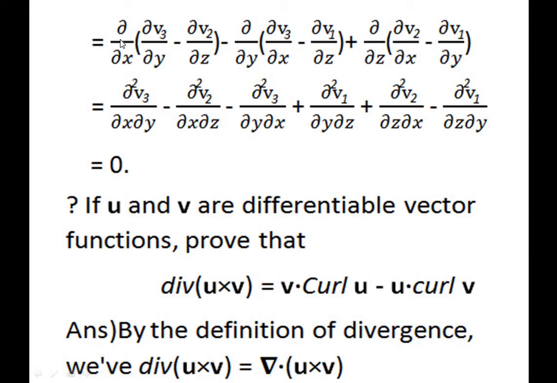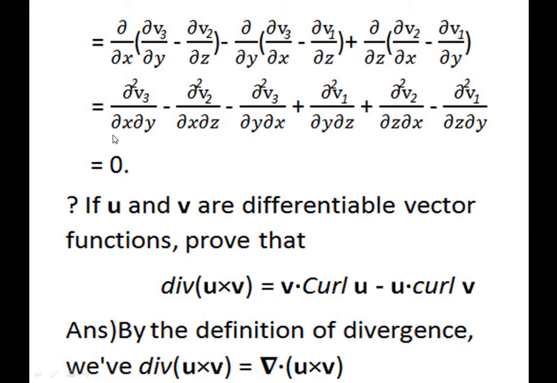Then taking the bracket out and taking the dou by dou x inside, we get dou square v3 by dou x dou y. That is taking dou by dou x of dou v3 by dou y, that is the second partial derivative, dou square v3 by dou x dou y. That is taking partial derivative of v3 with respect to y, then taking that with respect to x. Similarly we get dou square v2 by dou x dou z minus dou square v3 by dou y dou x plus dou square v1 by dou y dou z plus dou square v2 by dou z dou x minus dou square v1 by dou z dou y, which is equal to 0.